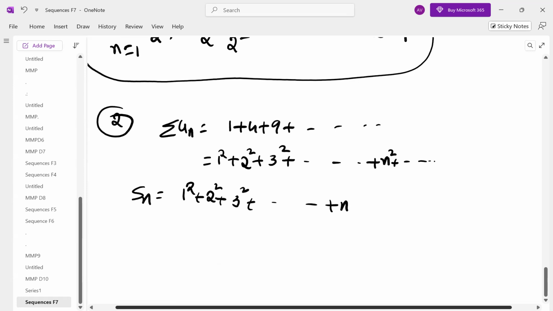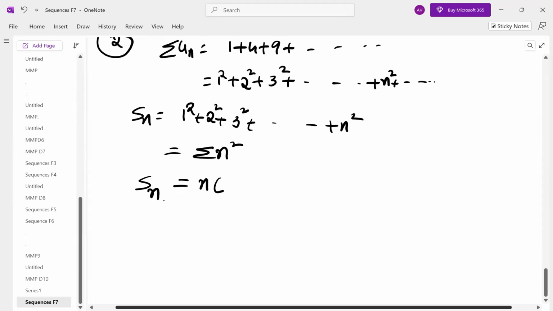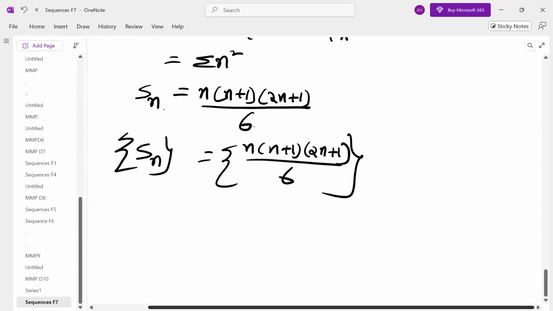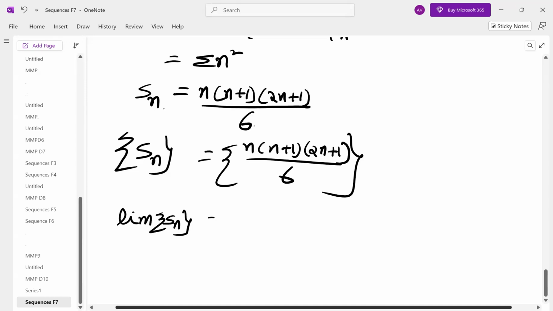All of you know this is nothing but summation n square. You might have studied this. What is the value? You must be knowing. It is n into n plus 1 into 2n plus 1 by 6. So now we have to formulate the sequence whose nth term is this. This is the nth term for one sequence. If you put n equal to 1, you will get S1, n equal to 2, S2 and so on. Now we want to know whether this sequence is convergent or not. How to know? The limit of the sequence is the limit of the nth term.